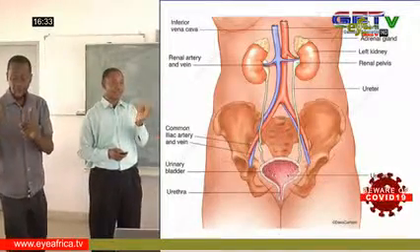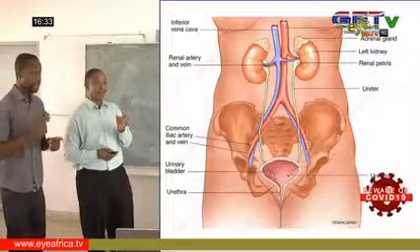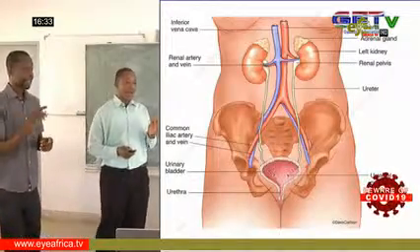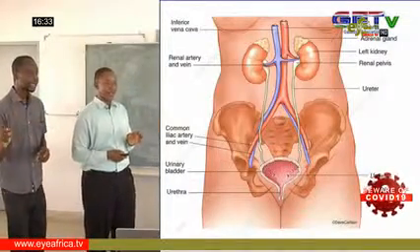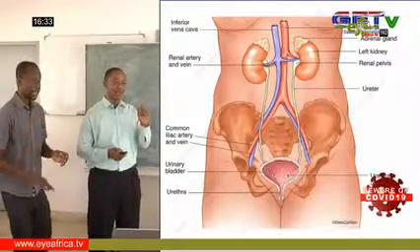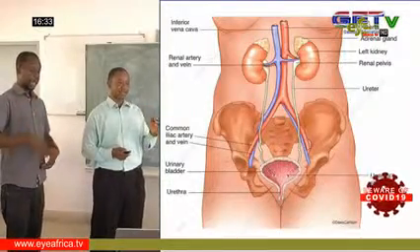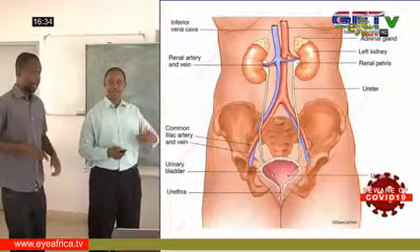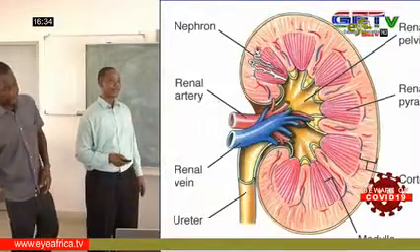Ureter, you can see the spelling, U-R-E-T-E-R. Urethra, U-R-E-T-H-R-A. They have different functions. The ureter takes urine from the kidney to the bladder. Urethra takes urine from the bladder to the outside of the body.